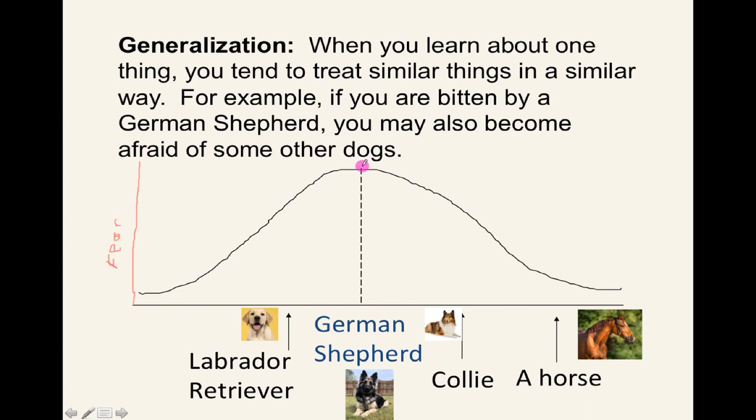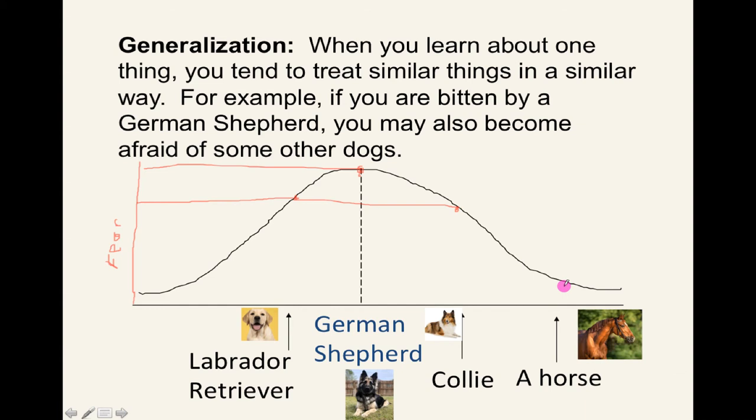So we can see that a German Shepherd would produce the greatest amount of fear. But notice that these other dogs, a Labrador and a Collie, also produce pretty comparable levels of fear, don't they? And so here we see an example of generalization from the German Shepherd to similar types of dogs, right? Now notice a very different animal like a horse, there's no generalization, it's just too different.